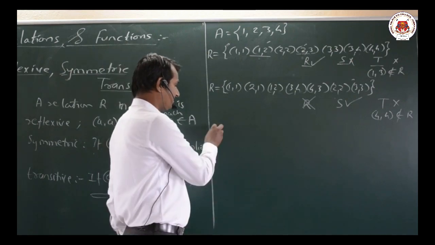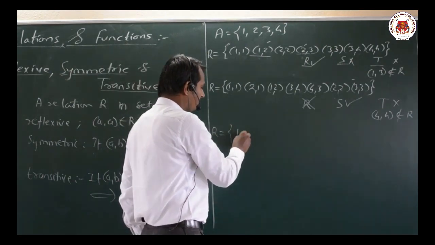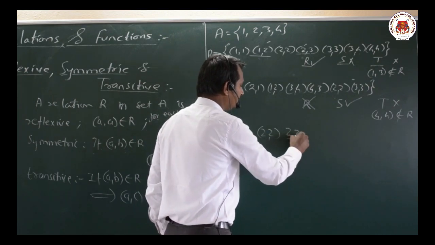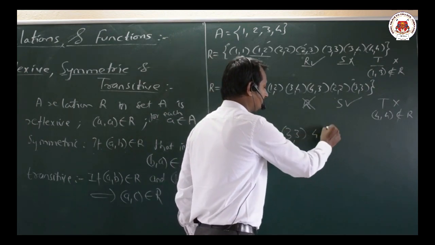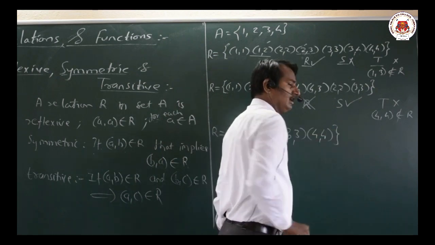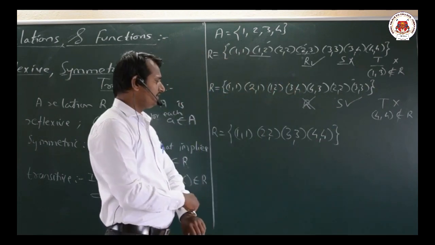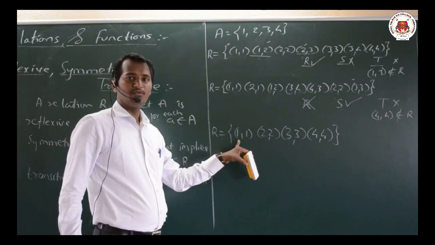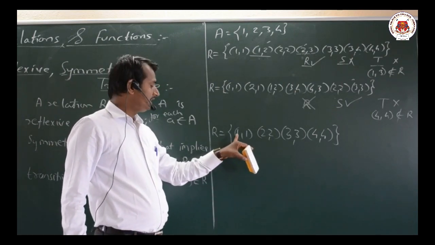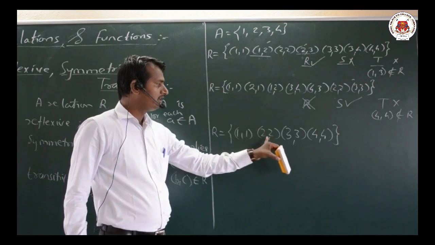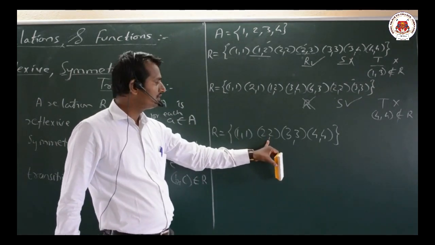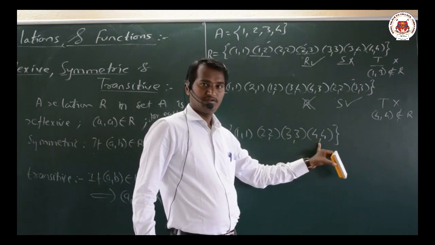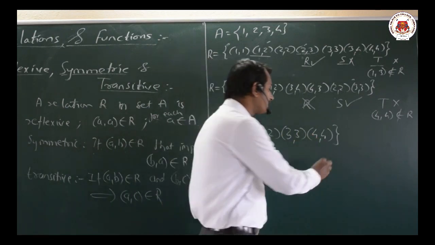Let us take one more example. R is equal to {(1,1), (2,2), (3,3), (4,4)}. Now observe here, we are having (1,1). The opposite of it is also here, (1,1) is also there. Then (2,2) is there, again the reciprocal (2,2) is there. (3,3), again the reciprocal is also there. (4,4). Okay, that means it is reflexive.